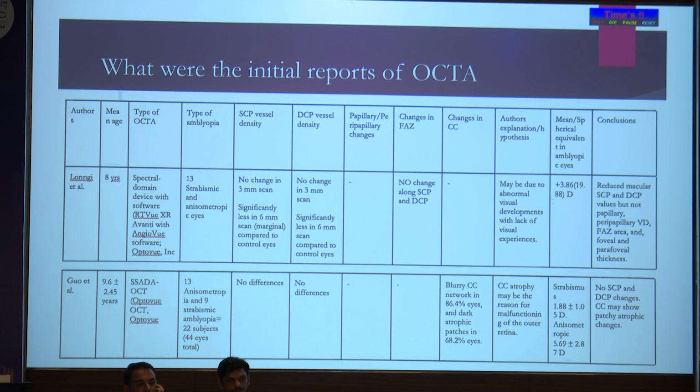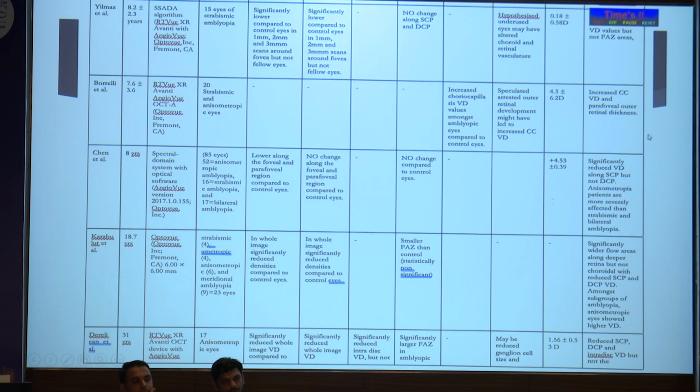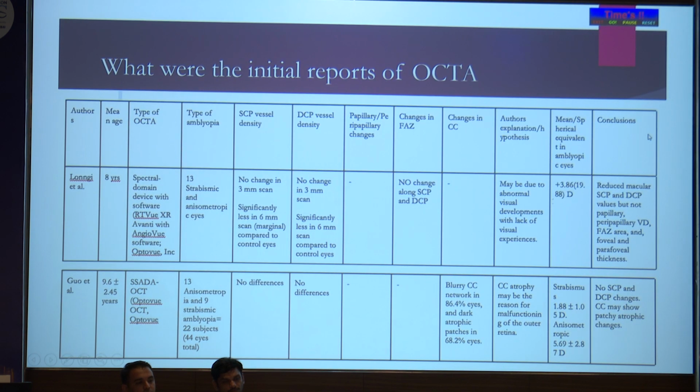In the same year, Guo et al. performed another study with almost similar parameters, including 13 anisometropic eyes and 9 strabismic amblyopic eyes. In that scenario, what happened? He found that there was no change. It was almost normal. There were no superficial capillary plexus or deep capillary plexus changes. However, he noted that the choriocapillaris, which lies underneath the retina, was a bit abnormal.